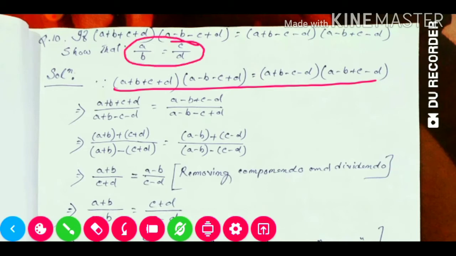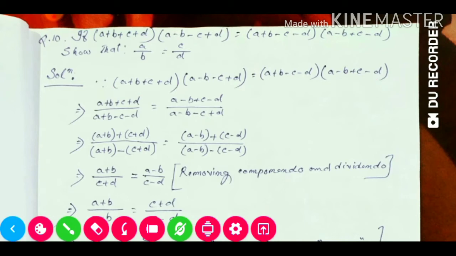How? We'll write first a plus b plus c plus d, this part divided by this part, and on the right hand side the remaining part, this one, we divide here. Now this one we will arrange. Why are we doing this? Because we need to make a formula, componendo and dividendo. This formula we need to apply here.